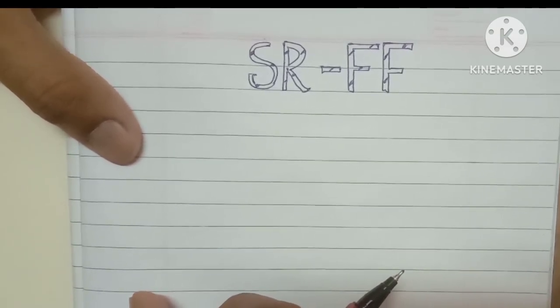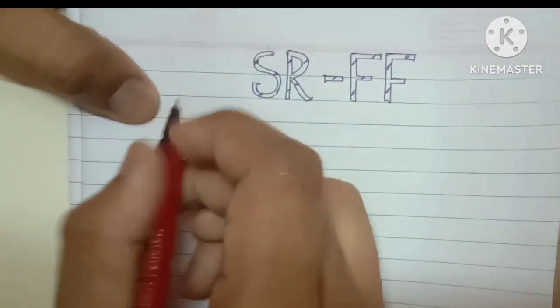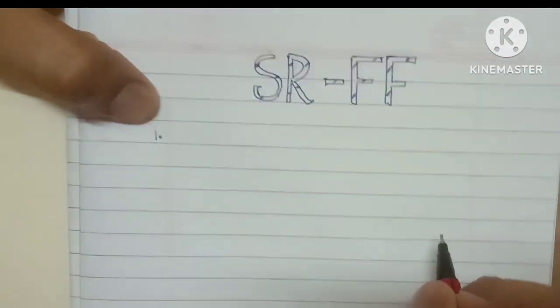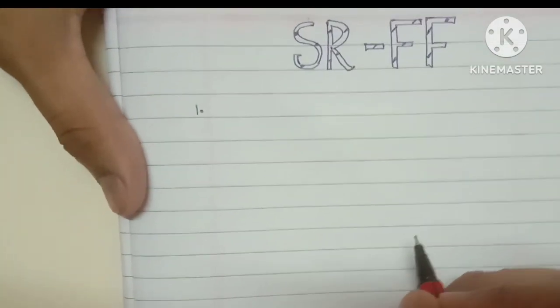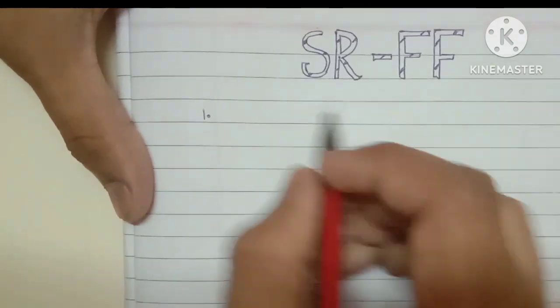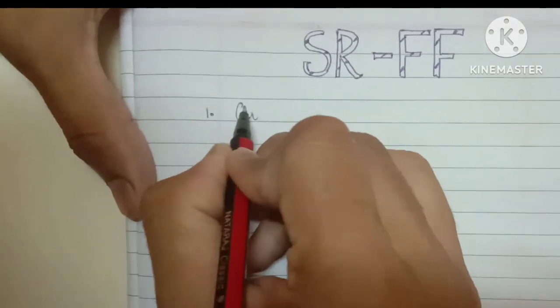S and R, basically the set and reset flip-flop. First I will start with the circuit diagram. I will draw the circuit diagram of it, and after that we'll see the truth table of it. So let's begin with the circuit diagram.